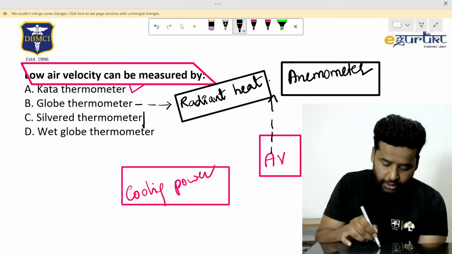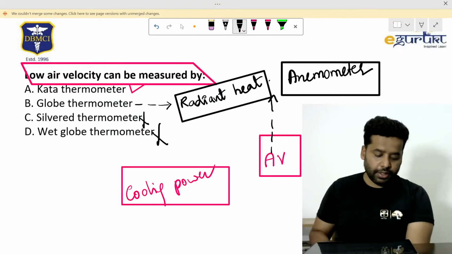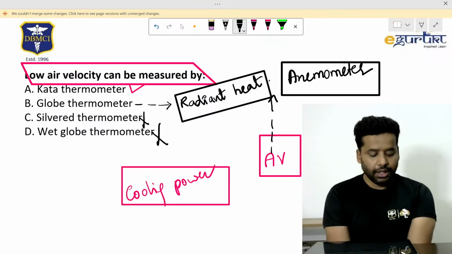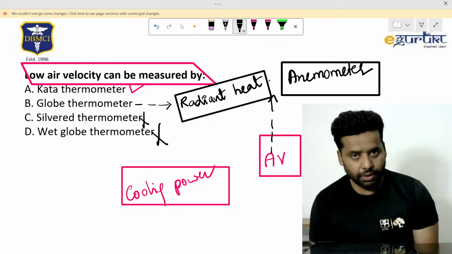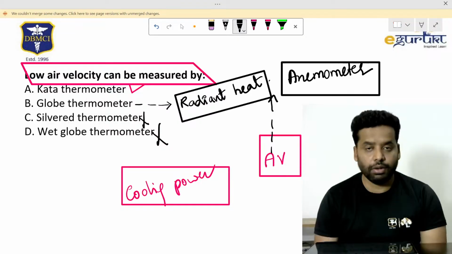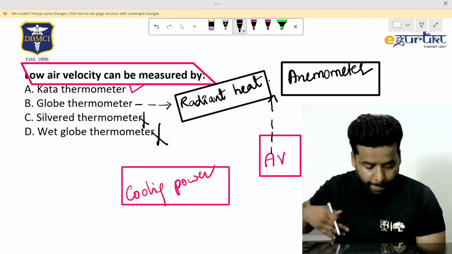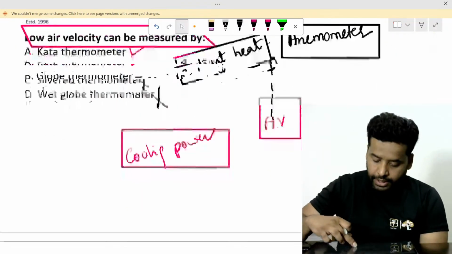Silver thermometer and wet globe thermometer are not necessary. There is not a single question on them. They are not mentioned in the textbooks either. So it is just fill-in options, nothing to worry about. Globe thermometer is for radiant heat.